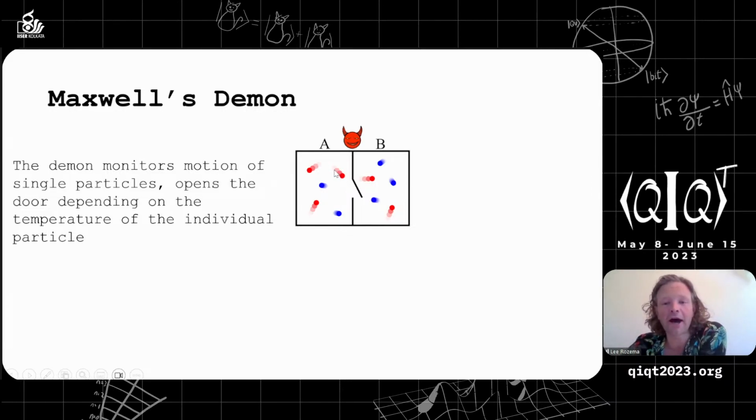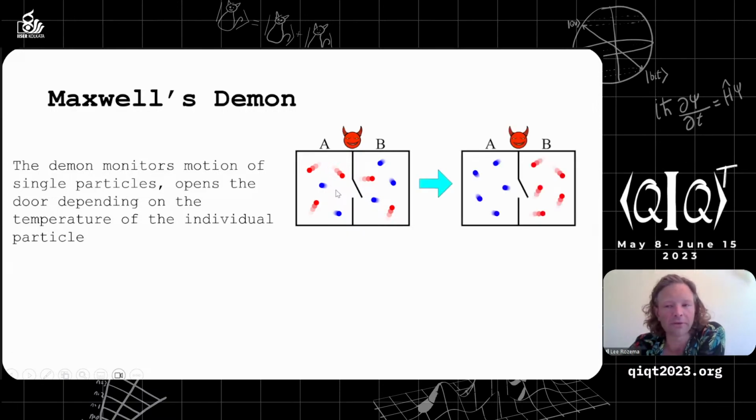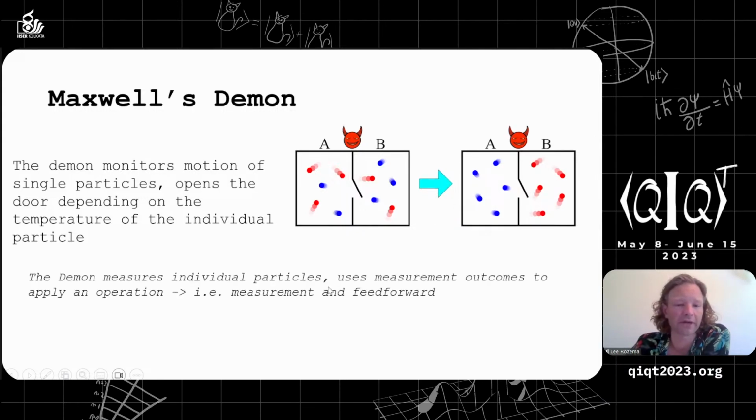If he sees a hot particle, a fast-moving particle coming towards the door from the left, he's going to open the door so that the fast particles end up here. And if he sees a slow particle coming at it, then he's going to open the door so the slow particle goes over here. Doing this, he can end up with a situation where all the slow particles are on this side and all the fast particles are over here. So he can create a temperature gradient and then use this to extract work.